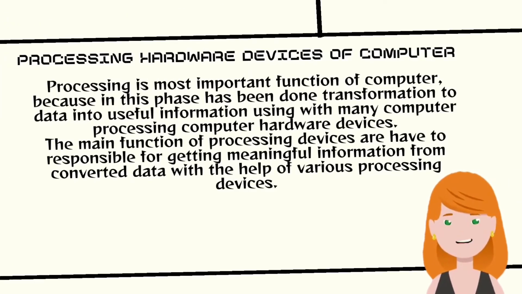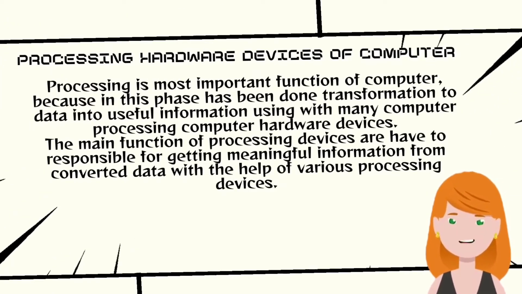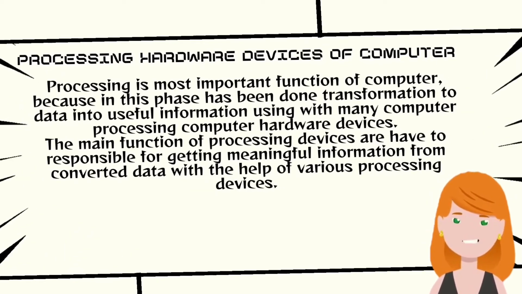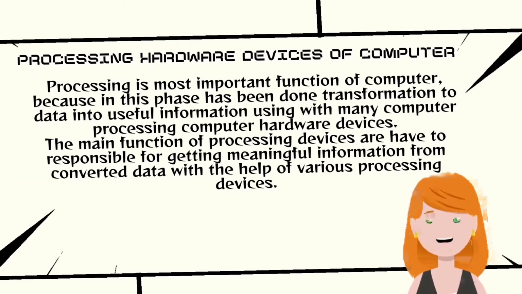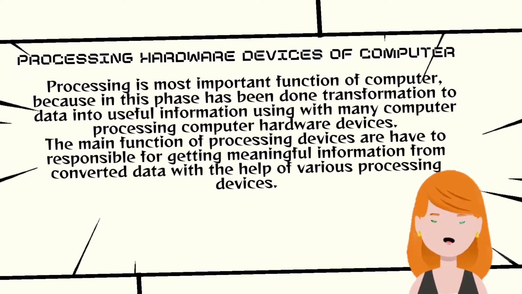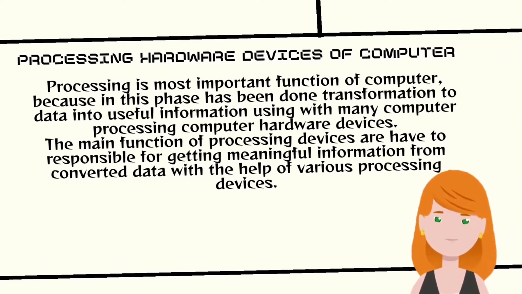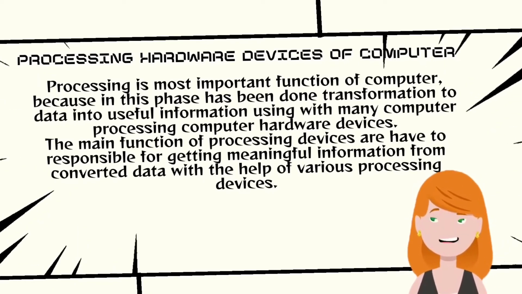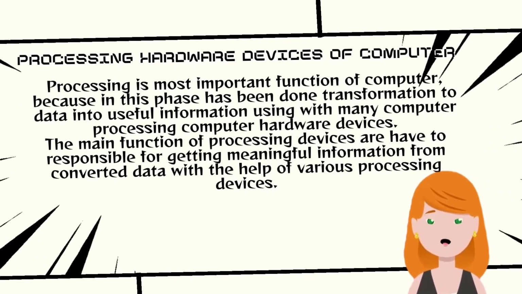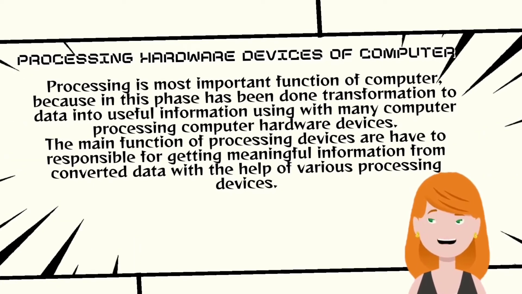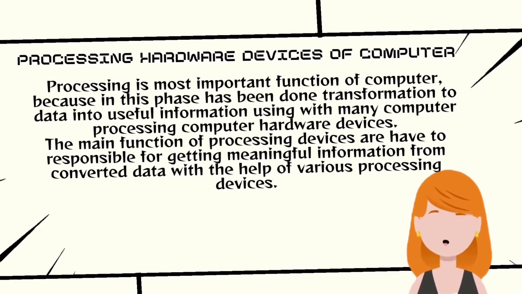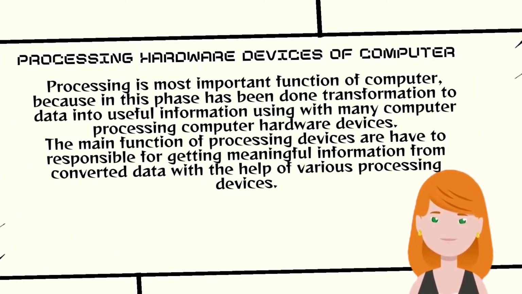Processing hardware devices of a computer. Processing is the most important function of a computer, because here data is transformed into useful information. Processing computer hardware devices. Function. The main function of processing devices is to get meaningful information from converted data with the help of various processing devices.